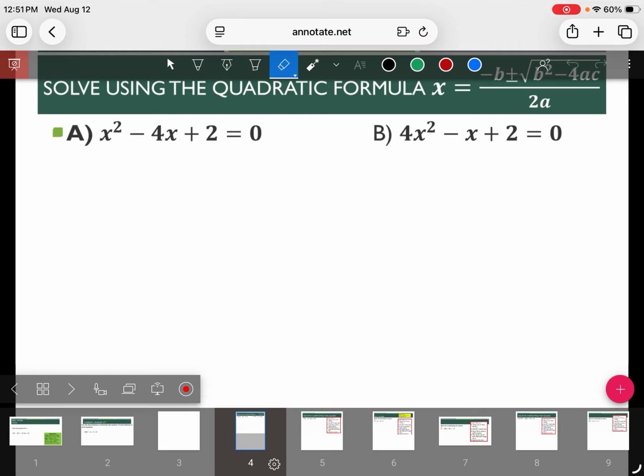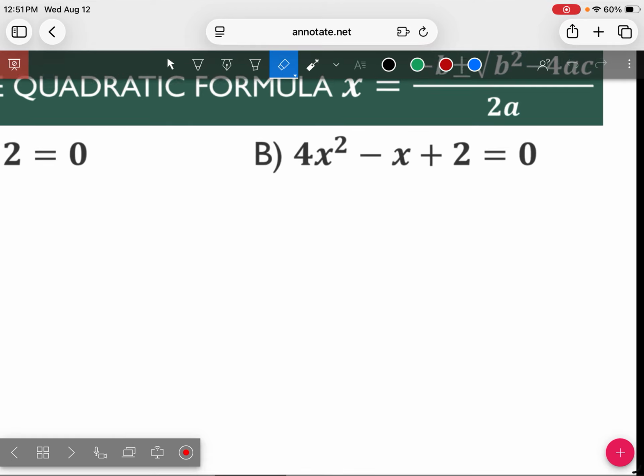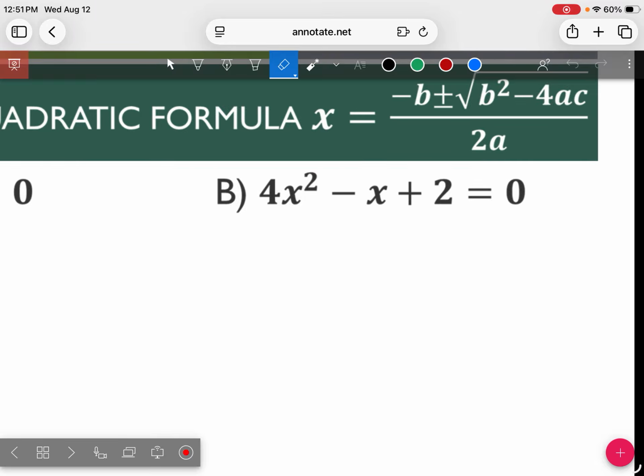For the quadratic formula and for factoring, you have to make sure it's set equal to 0. So it's already set equal to 0. A is 4, B is -1, and C is +2.